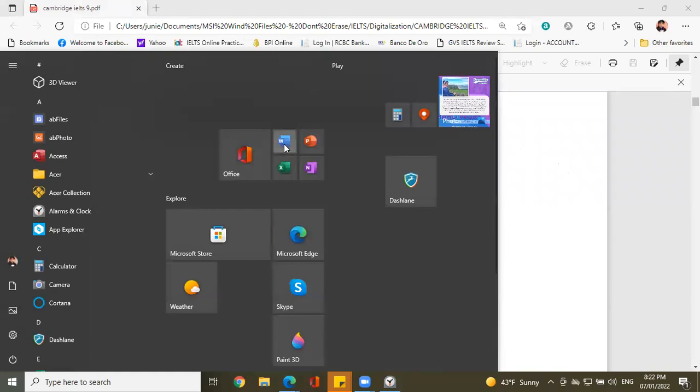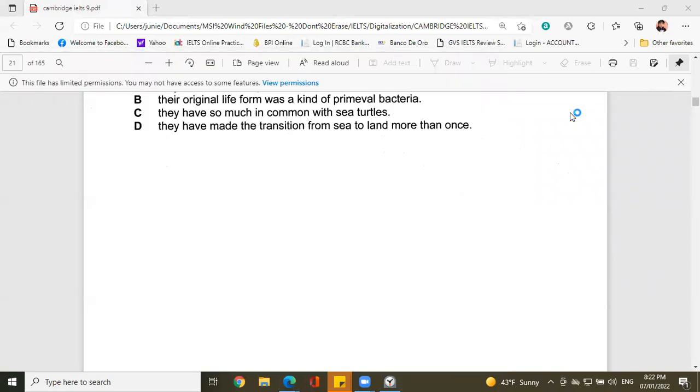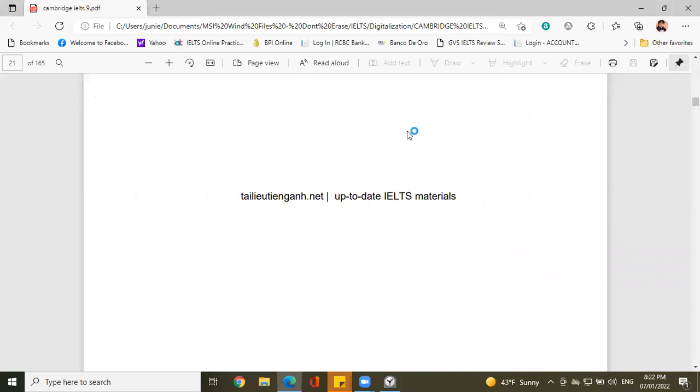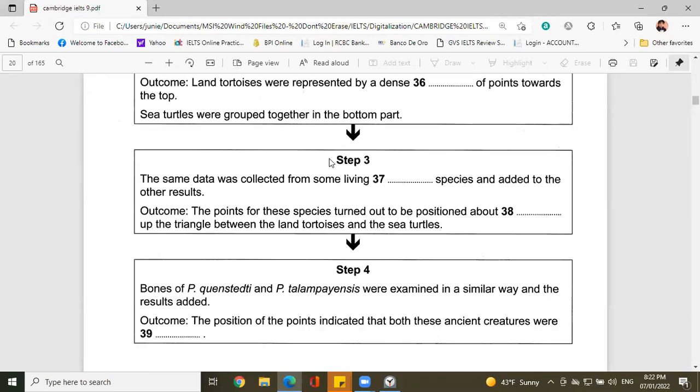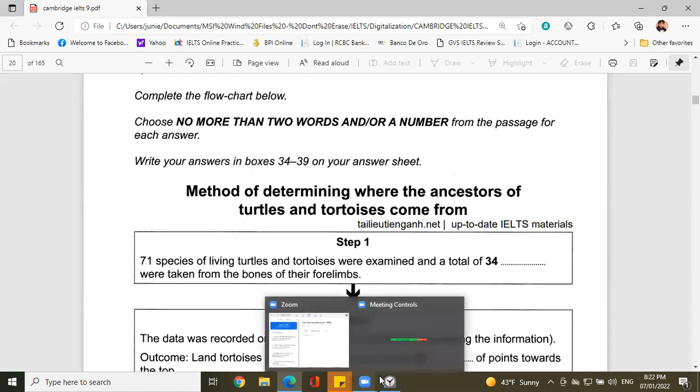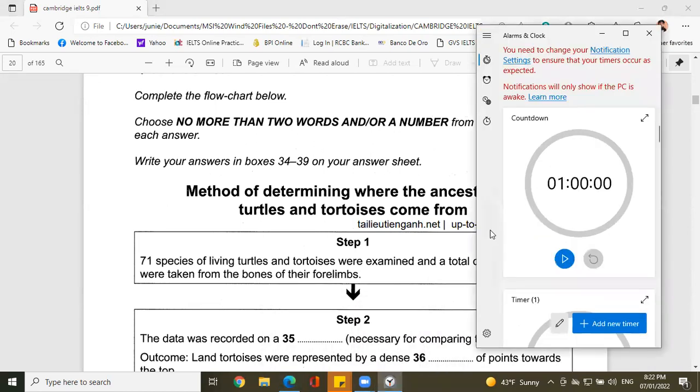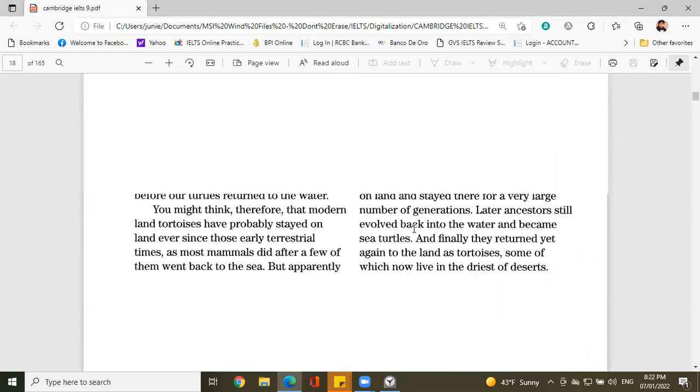Somehow there's something wrong with the PDF file. So let's X that out. There, this is our answer questionnaire. Then let's open a Word document. That's where I will type in my answers. Okay. So let's begin the clock running in the meantime. There. Okay. The clock is now running.